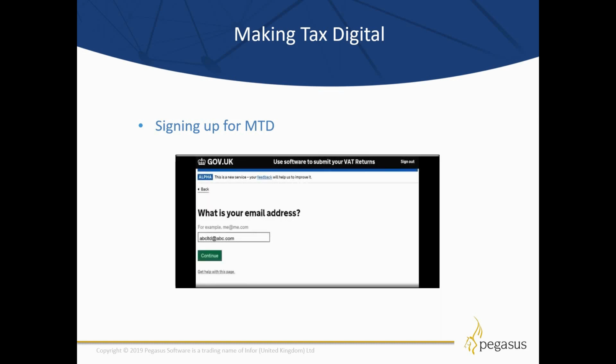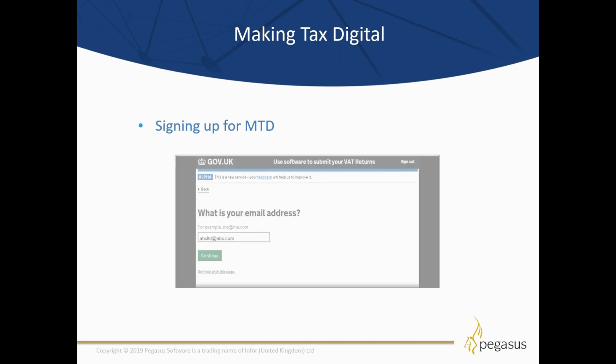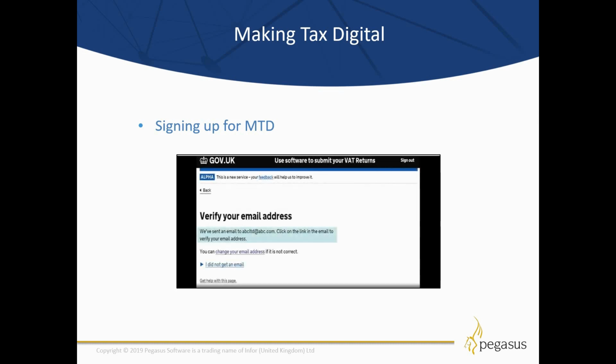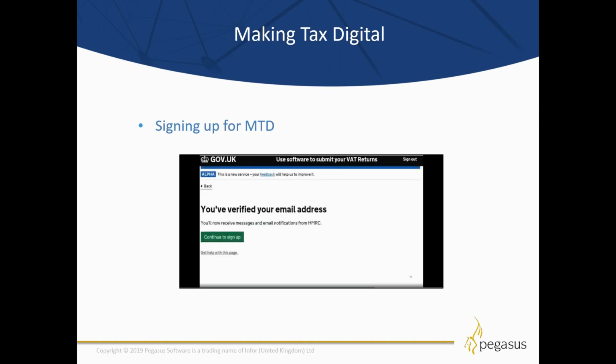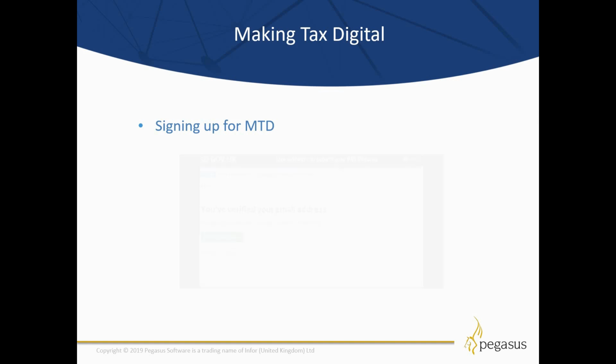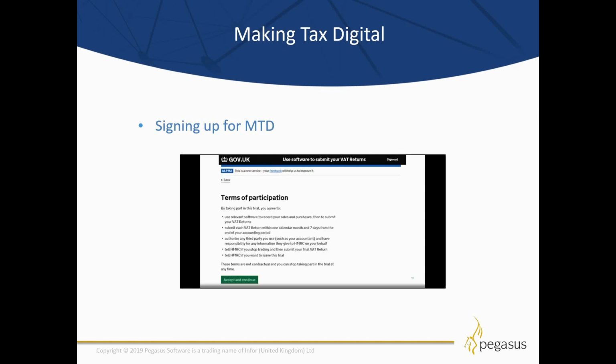Obviously, you'll need to enter your email address. They will then send you an email. Click on the link in that email to verify that this is your correct email address. They will then confirm that this has been verified as your email address, at which point you can then select the Continue to Sign Up option shown in green on this slide. And finally, they will send you the terms and conditions that you need to accept. That's it. You'll then be able to use MTD for VAT.